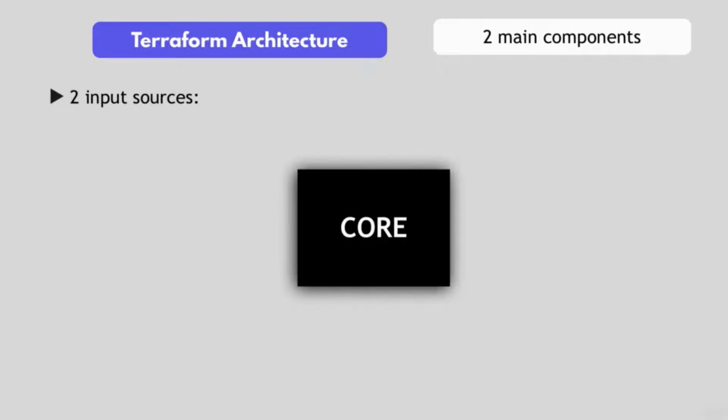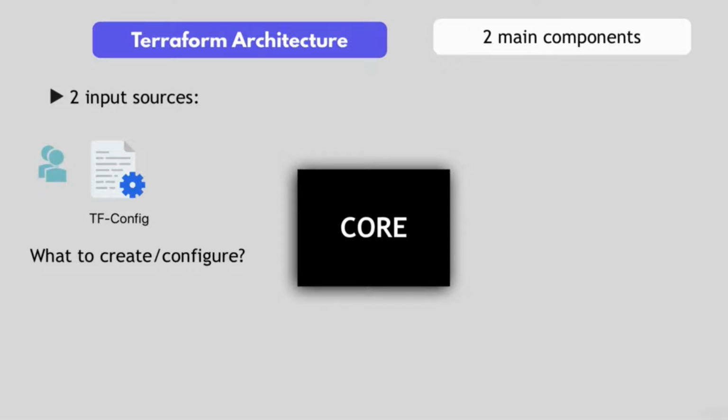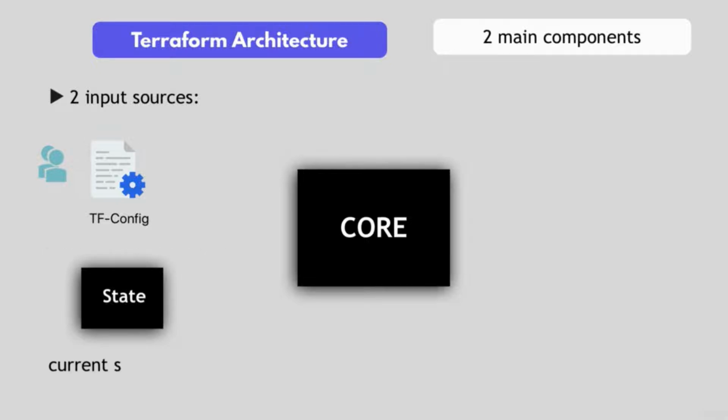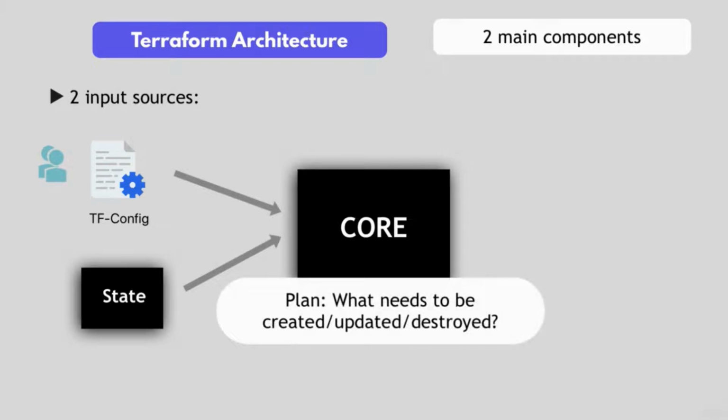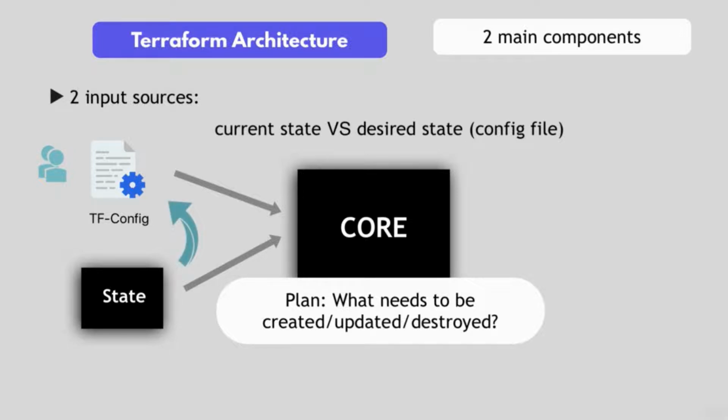And the core uses 2 input sources in order to do its job. So it takes Terraform configuration that you as a user write and where you define what needs to be created or provisioned. And the second one is Terraform state, where Terraform keeps the up-to-date state of how the current setup of the infrastructure looks like. So what core then does is it takes this input and it figures out the plan of what needs to be done. So it compares the state, what is the current state, what is the configuration that you desire, the end result, as I mentioned at the beginning, and compares that.